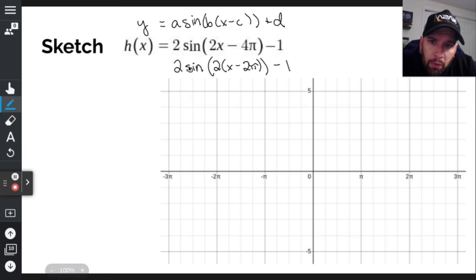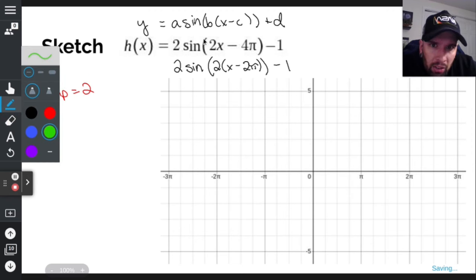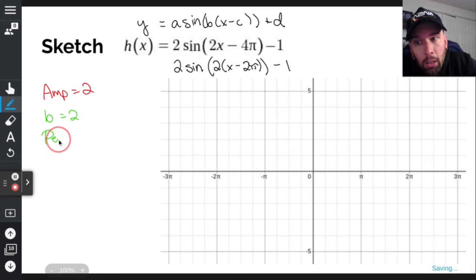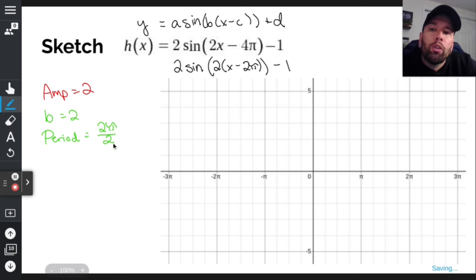The number in front of sine is my amplitude, so my amplitude is 2. My frequency is the number in front of x when it's factored like that, so b is 2. What that means, though, is my period is going to be 2 pi over that b. So 2 pi over 2, which simplifies out to pi. So that's my period. Sometimes spelled with a T. All you youngsters know what that means.